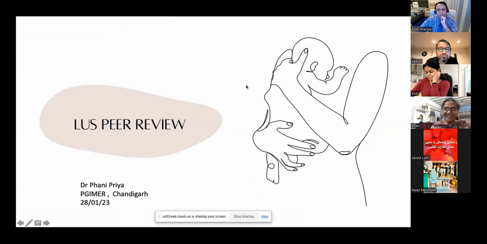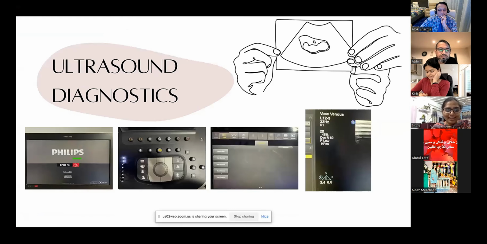Hello, good evening, everyone. I'm Dr. Phanipriya from PGI Chandigarh, India. I want to discuss today the basic settings which I was using in the machine, because I'm not very accustomed to lung ultrasound and also ultrasound machines in particular. So I wanted to show what all settings I've done.